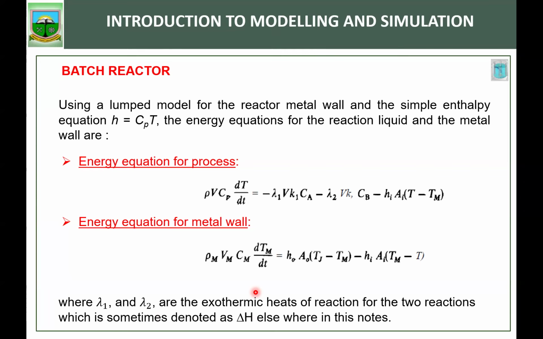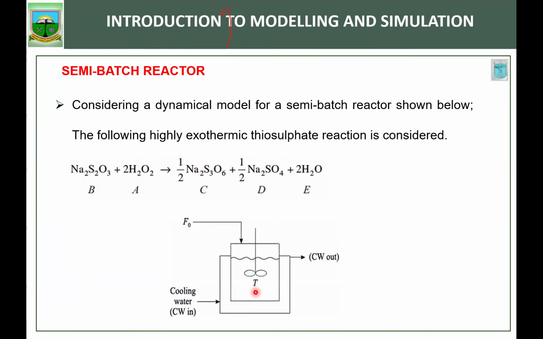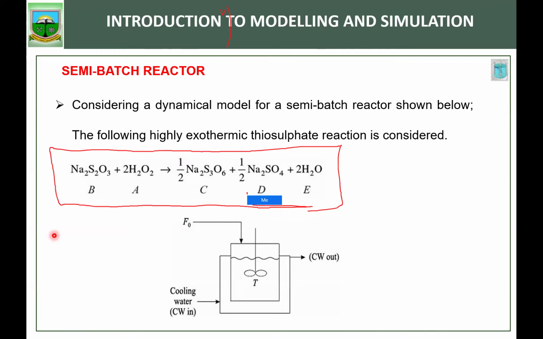The next reactor we're going to look at is a semi-batch reactor. Now, a semi-batch reactor is similar to the normal batch reactor, but the difference in semi-batch reactor is that there are two things. It's either the input is continuous or the output is continuous. So for this case, we have a reactor like this, and then you are trying to run this reaction in the reactor to form these products.